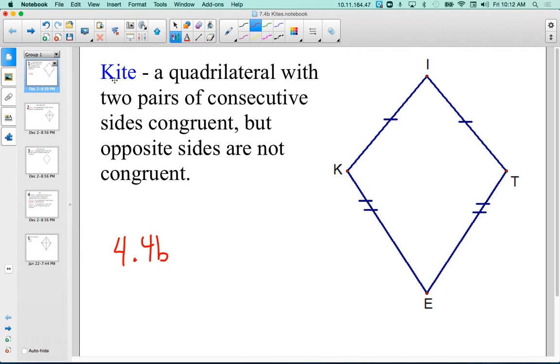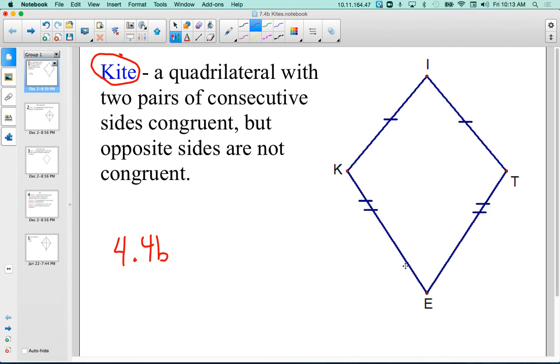4.4b, kite notes. A kite is a quadrilateral with two pairs of consecutive sides congruent, but opposite sides are not congruent. Okay, so we got our consecutive sides, kind of like consecutive angles. Consecutive sides are sides that are right next to each other. So in this case, KI is congruent to TI, and KE is congruent to TE.